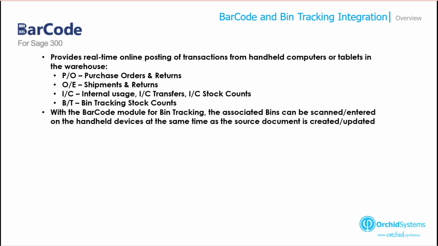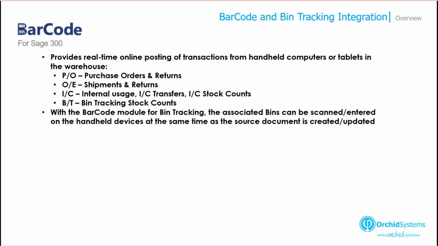Barcode operations provides real-time online postings of transactions from handheld computers or tablets in the warehouse. These include purchase orders, purchase returns, order entry shipments and returns, and the various transactions in inventory control, like internal usage, transfers and stock counts, and also stock counts generated by bin tracking.